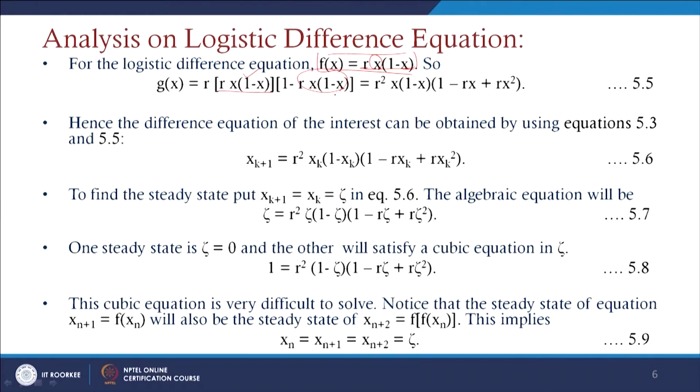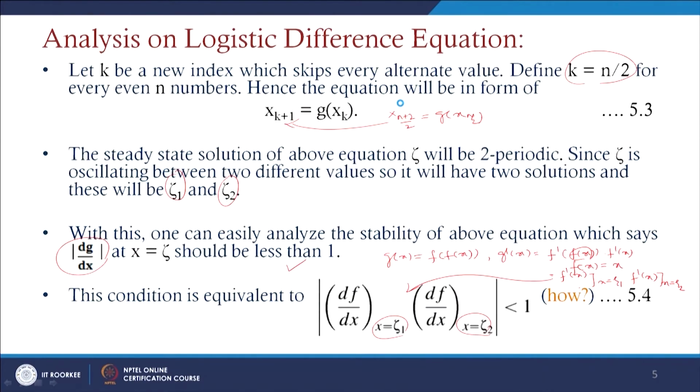So, if you take the complete product of this equation, then finally we can obtain r square x into 1 minus x into 1 minus r x plus r x square. Hence, this difference equation we have obtained for g of x is of interest, and we can obtain the solution using 5.3 and 5.5. That is, x k plus 1 can be written as, since in the previous slide we have written x k plus 1, this is g of x k.